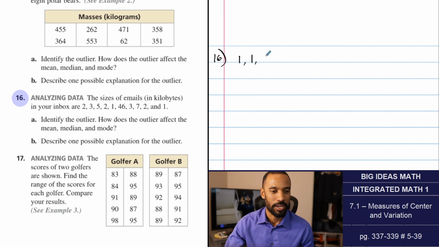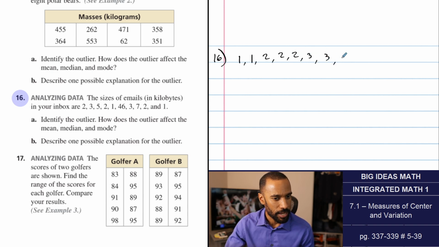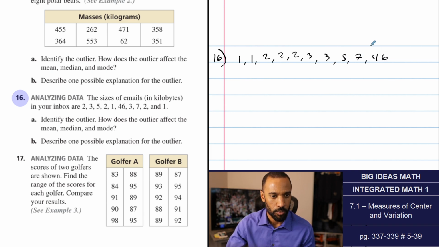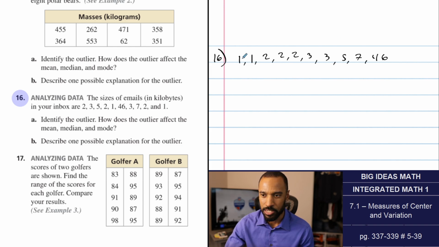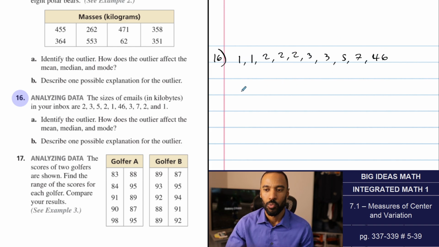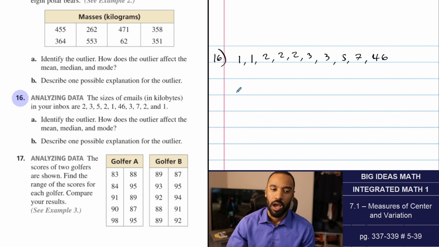1, 1, 2, 2, 2. Oh my gosh, I'm writing upwards. 3, 3, 5, 7, 46. Is that all of them? 1, 2, 3, 4, 5, 6, 7, 8, 9, 10. Okay, I got them all and in order. Which is the outlier? 46.